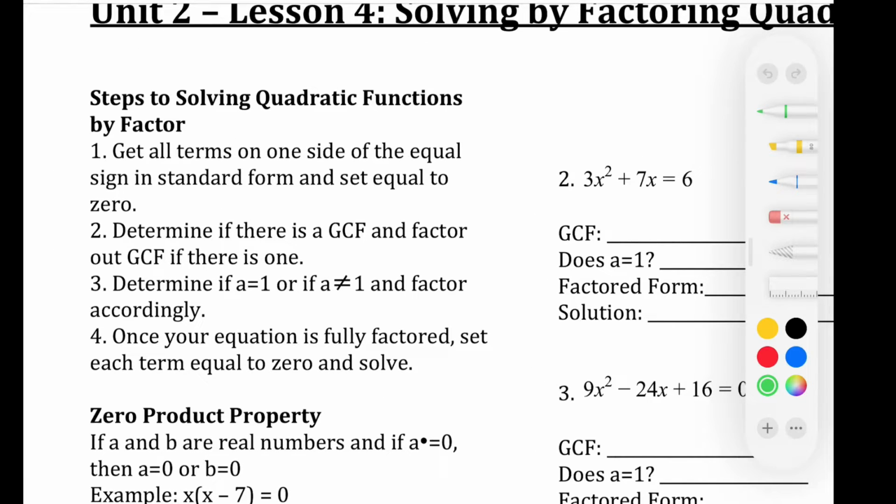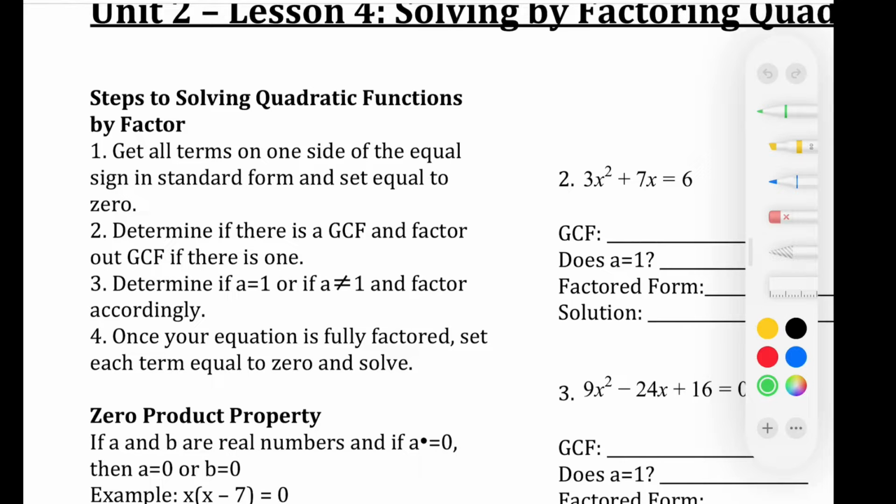First, we're going to get all terms on one side of the equal sign. So one of these sides, left or right of the equal sign, is going to be 0. Then we're going to determine if there's a GCF to factor. If there is, we are going to factor it out, putting the GCF in front of our new terms we get when we divide by our greatest common factor. And then 3, determine if A equals 1, or if A doesn't equal 1, we have to slide and divide.